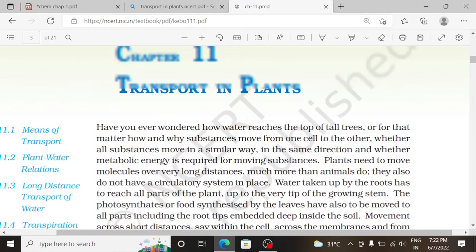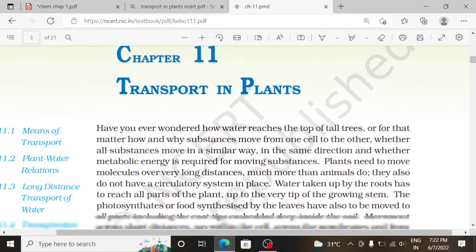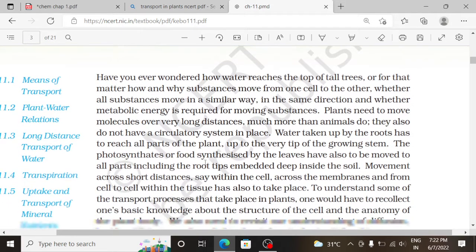So let us start the lesson, Chapter 11, Transport in Plants. Have you ever wondered how water reaches the top of tall trees, or for that matter, how and why substances move from one cell to another? Whether all substances move in a similar way, in the same direction, and whether metabolic energy is required for moving substances. Plants need to move molecules over very long distances, much more than animals do.